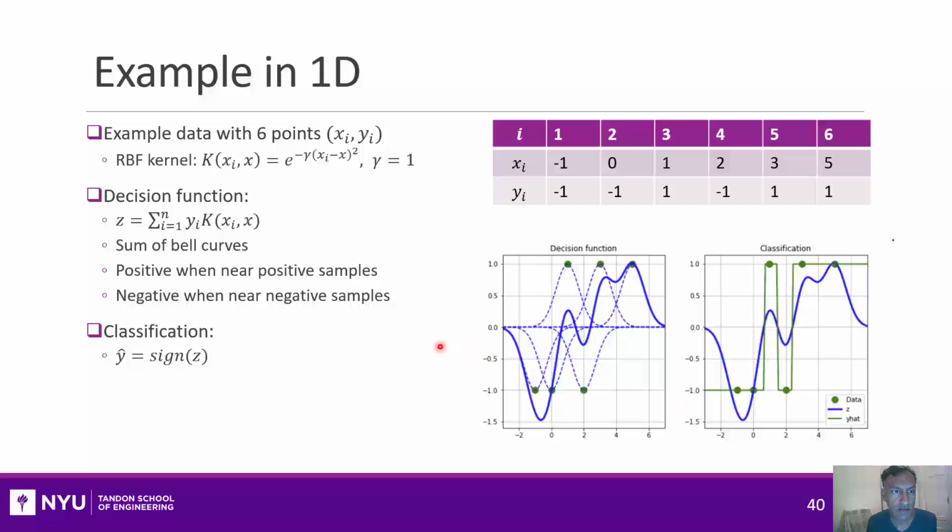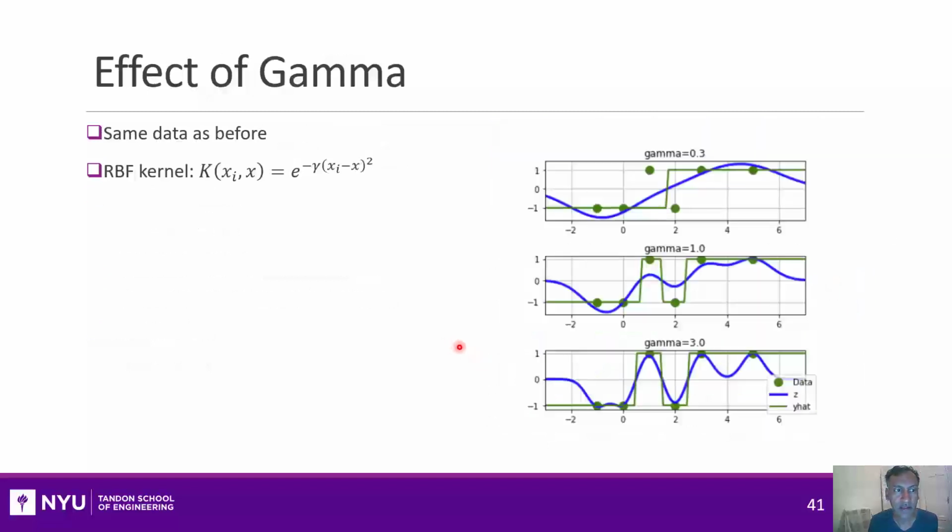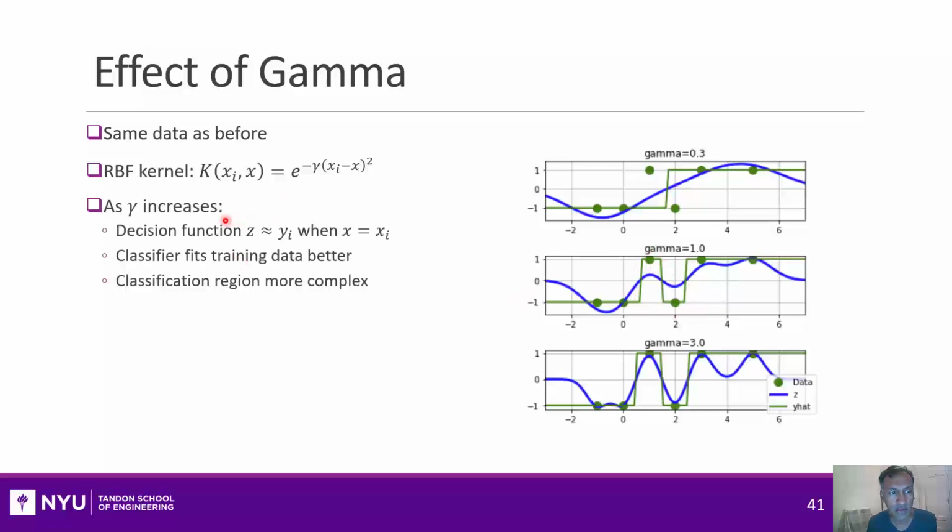Now, one important thing about this is to look at the effect of gamma. So I've done the exact same plot as before, but I've plotted for 3 different values of gamma, both the decision function in blue and the classification rule in green. And what you can see is that as gamma increases, the z becomes close to yi whenever x is close to xi. So for example here, it's actually almost exactly fitting this training data. And in general, as you increase gamma, it will tend to fit the training data better, and you'll be able to get a more complicated decision region.